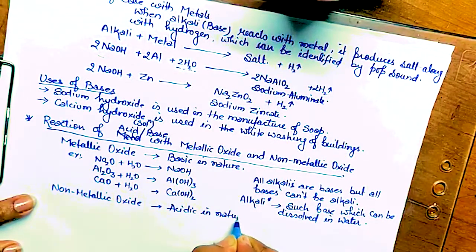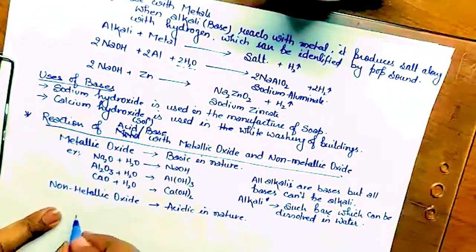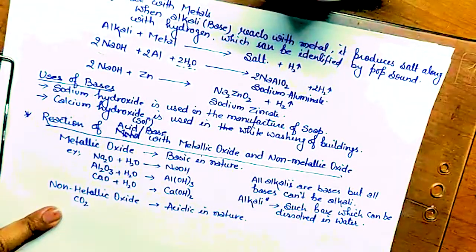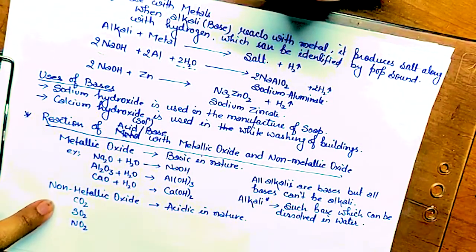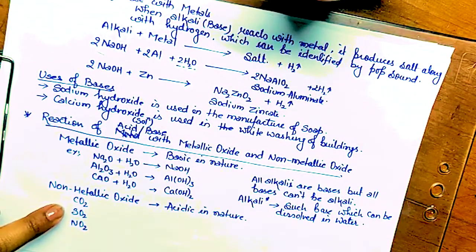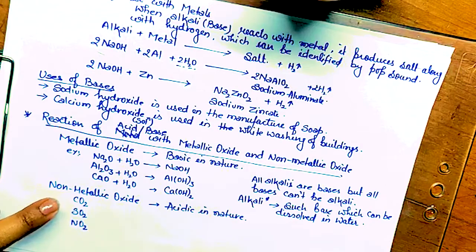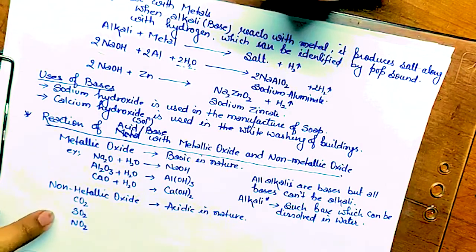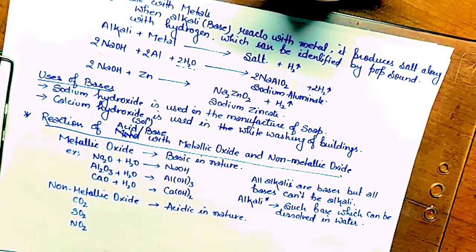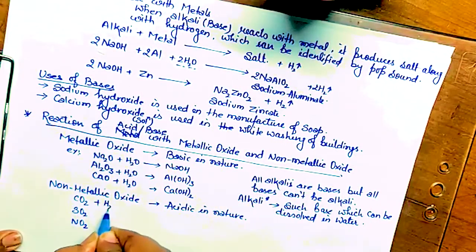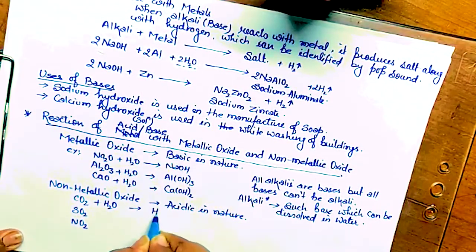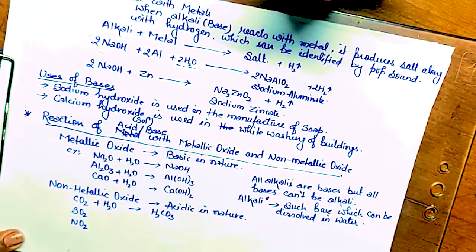How can you say this? See, non-metallic oxides like carbon dioxide, SO2, NO2. In class 9th you also got a little knowledge about metals and non-metals, which will be metals and which will be non-metals, isn't it? So here this is a non-metallic oxide. If it reacts with water, they form an acid, H2CO3.